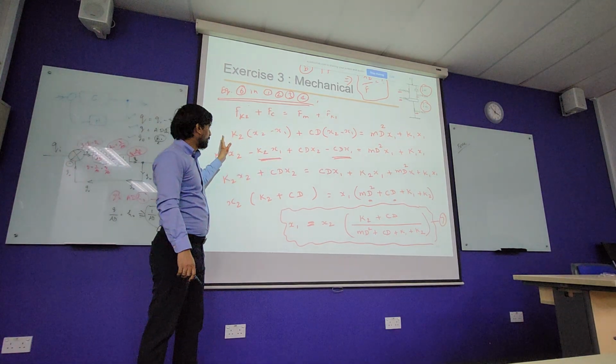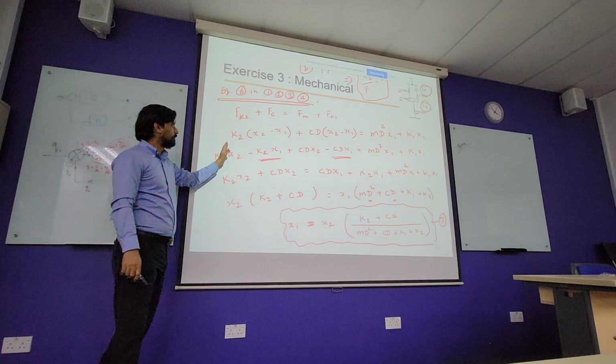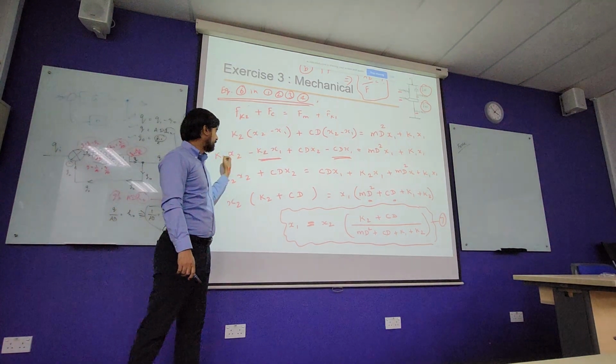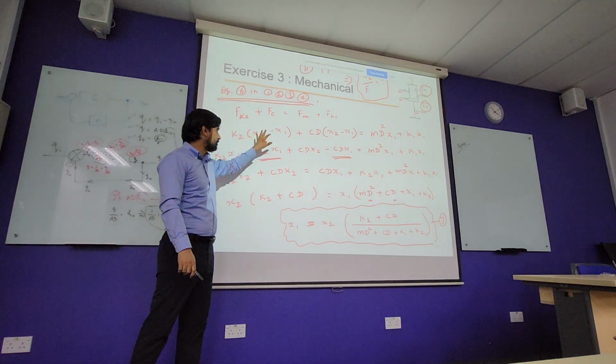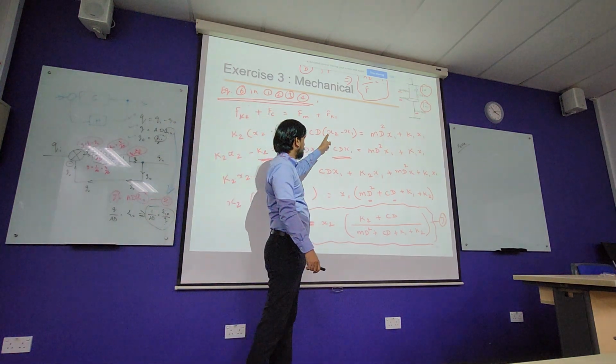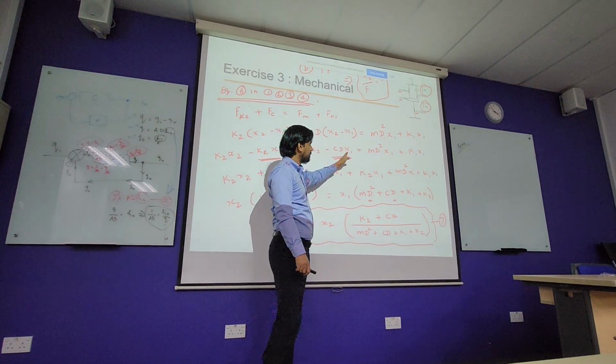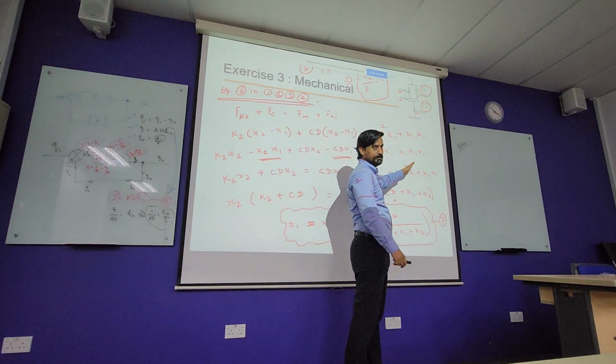Then you multiply K2 to the bracket, so I get K2 x2, or K2 x1. So we expanded the equation. The first term is like this. Then the second term CD x2, CD x1. Okay, so that's the second term. And over here remains as it is.